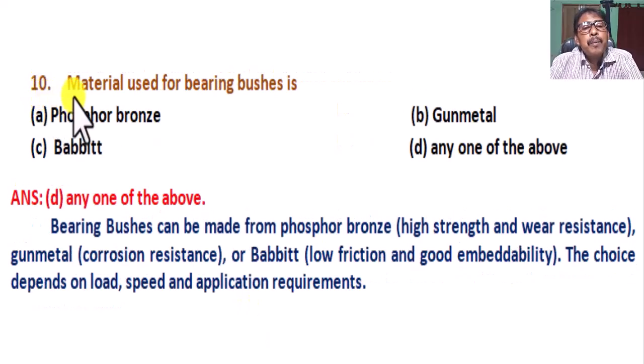Question number 10. Material used for bearing bushings is option A, phosphor bronze, option B, gunmetal, option C, babbitt, option D, any one of the above. Correct answer is D, any one of the above. Bearing bushings can be made from phosphor bronze, which has high strength and wear resistance. Gunmetal has corrosion resistance, and babbitt material has low friction and good embeddability. The choice depends on load, speed and application requirement.